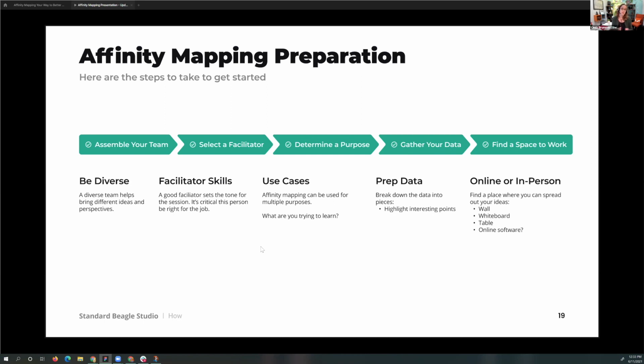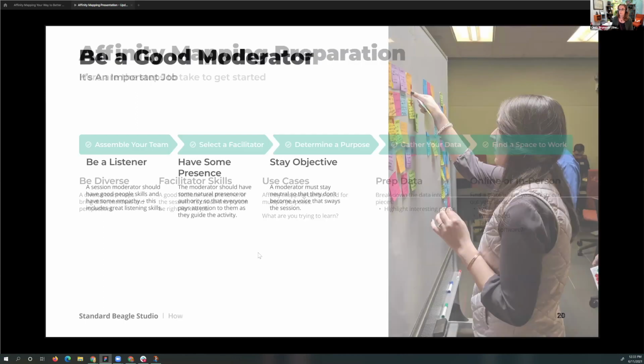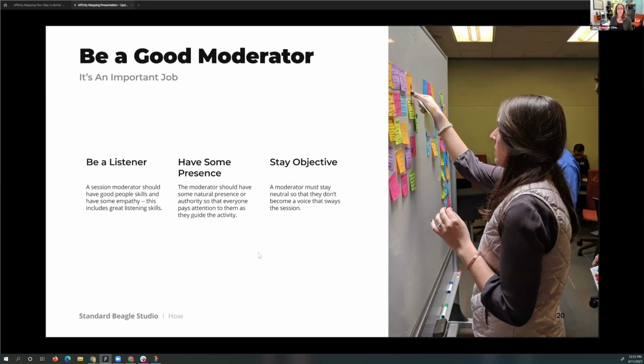And then you have to decide whether it's going to be online or in person. There is a little bit of a difference between working online and in person. I'm not really going to cover remote considerations today because of the time, but you want to make sure that you're taking the medium into account, because it's a very different thing to do this online versus in a conference room together.